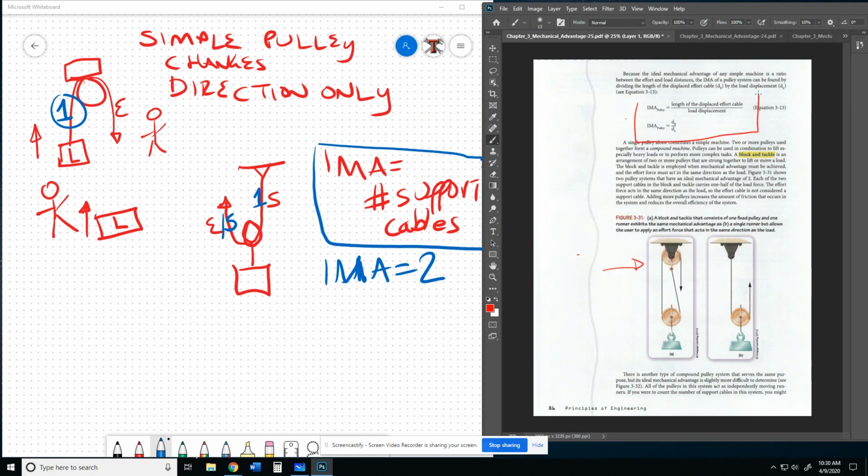The length of the displaced effort cable divided by the load displacement. What the heck does that mean?